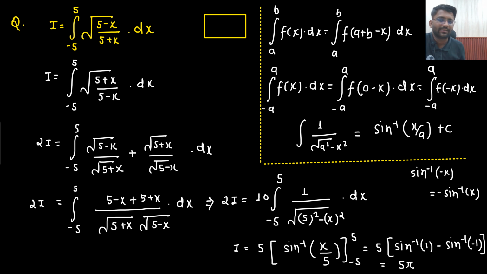So 5 pi will be the answer. Answer is 5 pi. That's the answer. This much will you be able to solve.